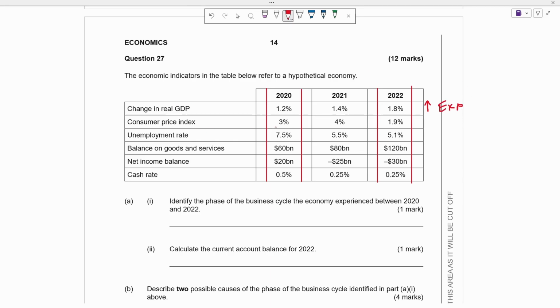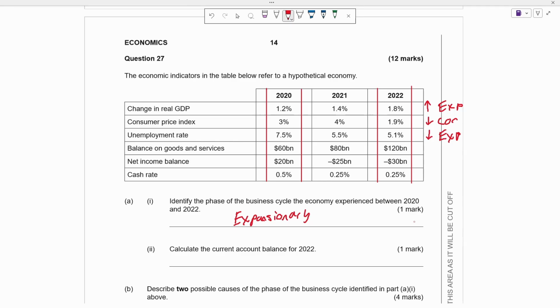Looking at the consumer price index, it decreases from 3% to 1.9%. So typically, that would indicate a contractionary phase. The unemployment rate decreases from 7.5% to 5.1%. And this would indicate an expansionary phase. So it's 2 against 1, so it's safe to assume that the economy is in an expansionary phase.